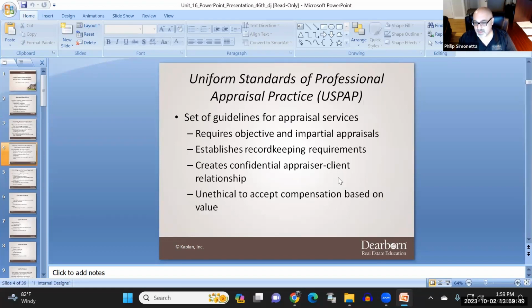Now, USPAP, the Uniform Standards of Professional Appraisal Practice, is the set of guidelines for the industry. It sets the guidelines for appraisal services. It requires objective and impartial appraisals. It establishes record-keeping requirements. It creates confidential appraiser-client relationships. And it's unethical for them to accept compensation based on a value.